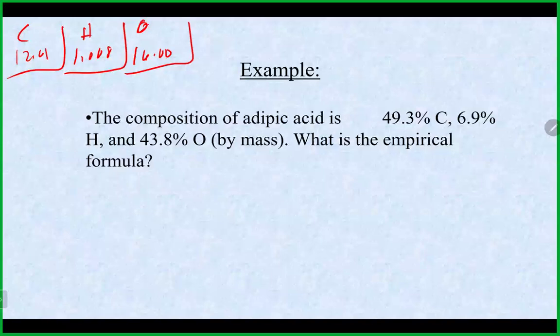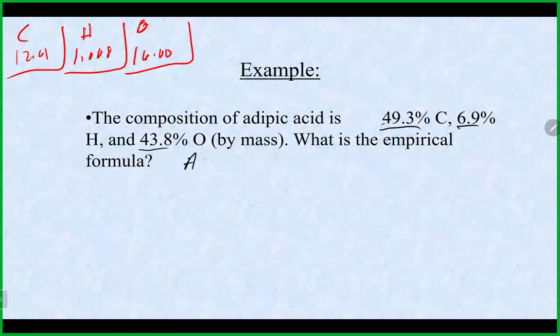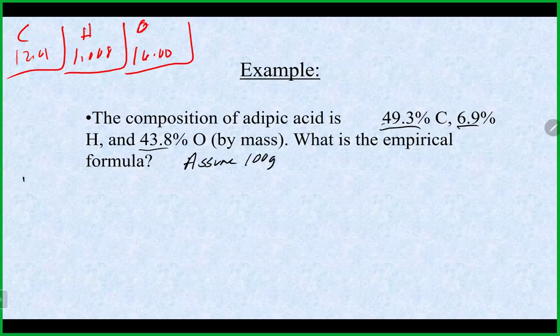We're going to very quickly take a peek at the percentages. Remember, you do want to make sure that they add up to about 100%, and they do in this case. So we could assume again 100 grams, and all that's really going to do is keep those percentages and the grams the same number. So we'll have 49.3 grams of carbon, 6.9 grams of hydrogen, and 43.8 grams of oxygen.